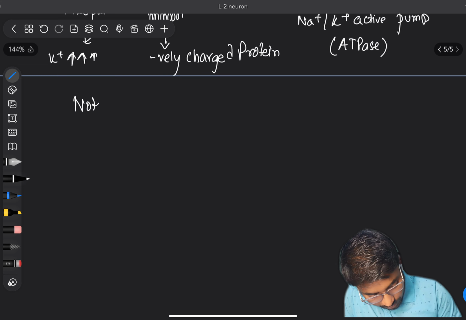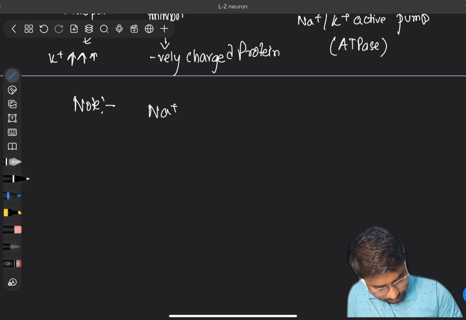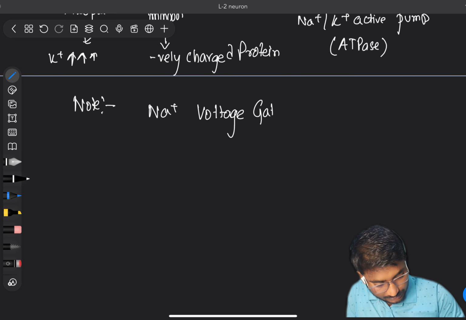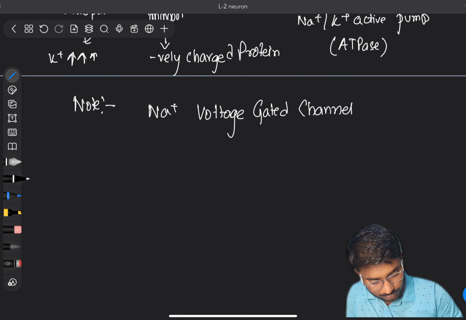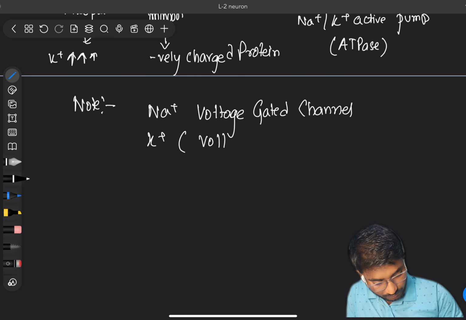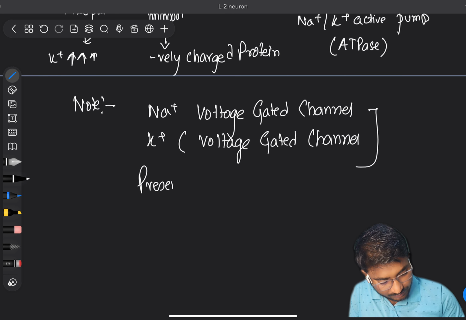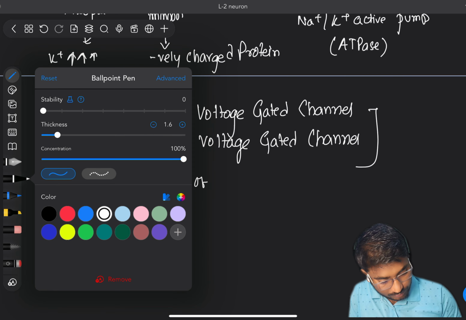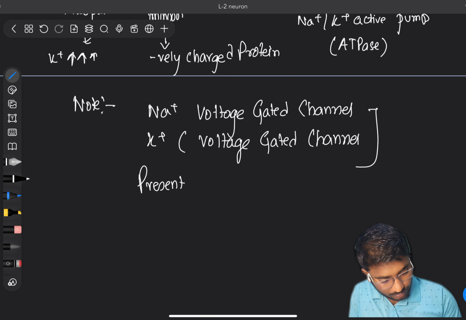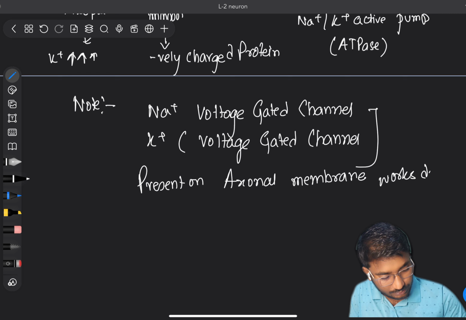Okay, now take it as a note. Sodium voltage gated channel and potassium voltage gated channel present on the axonal membrane work during generation of impulse.